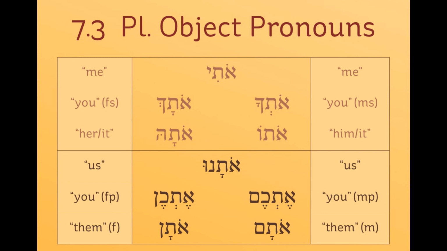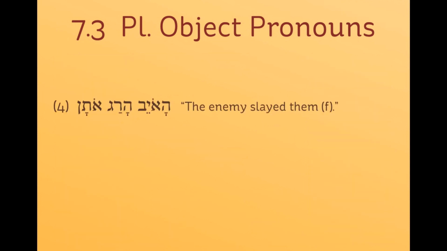The plural forms are basically what you would expect. We, or us, is otanu. You, a group of men, actually the et base form maintains its E-type vowel and does this for second person plural. Otherwise, it's a cholam. So you, etchem, you, a group of women, etchen, them, a group of men, otam, and them, a group of women, otan. Let's move on to see some of these plural forms in context.